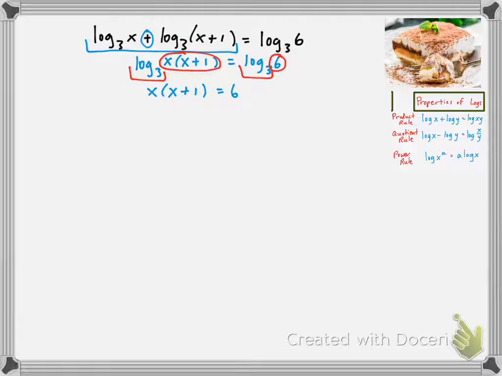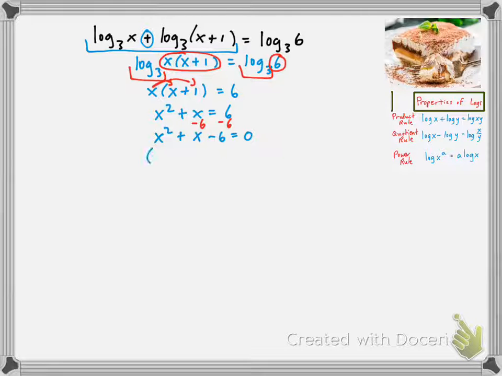What you should recognize at this point is that you have a quadratic equation. So when we have a quadratic equation, normally we're going to rewrite the equation in standard form. So x times x is x squared, x times 1 is x, equals 6. Gathering all the terms to one side is rewriting the equation in standard form. So subtracting 6 from both sides, we get x squared plus x minus 6 is equal to 0.